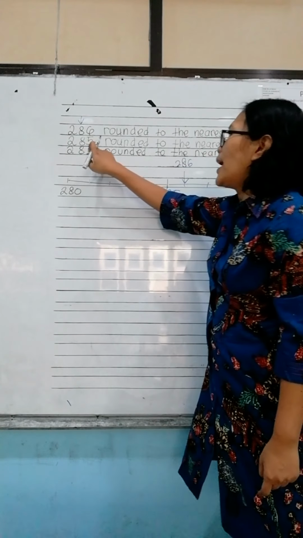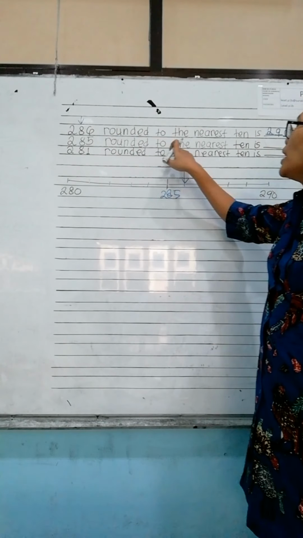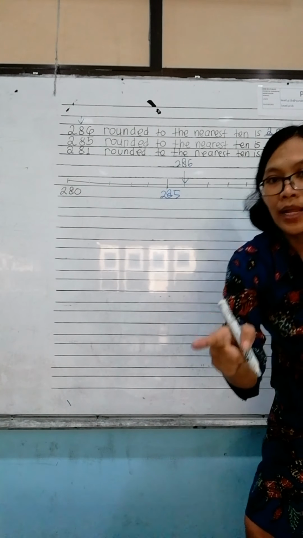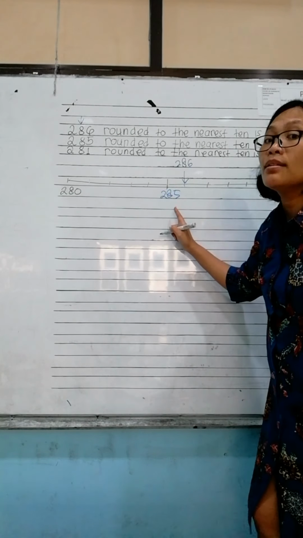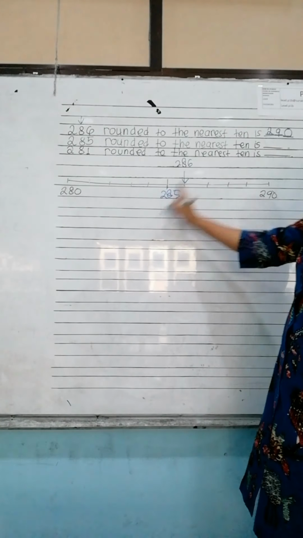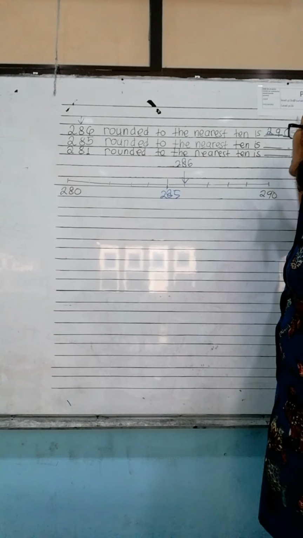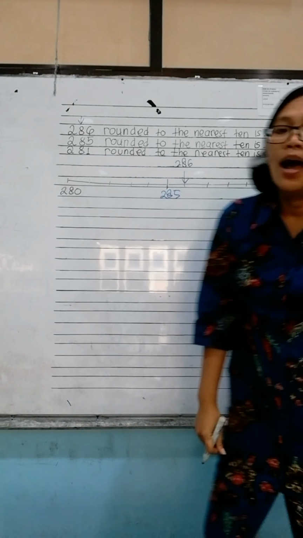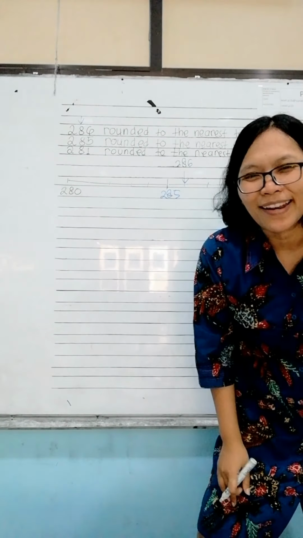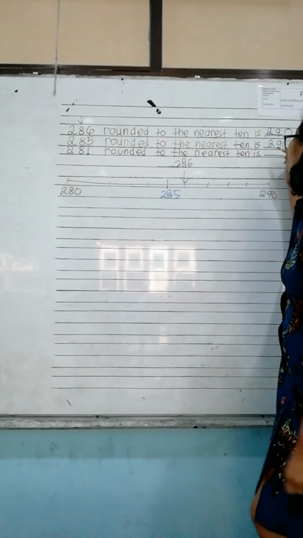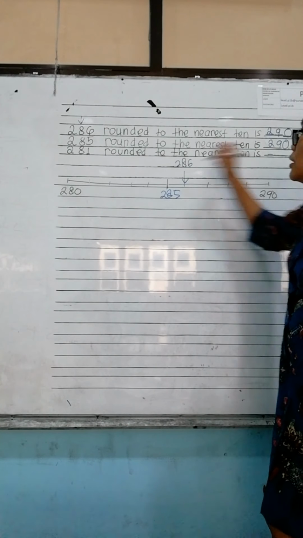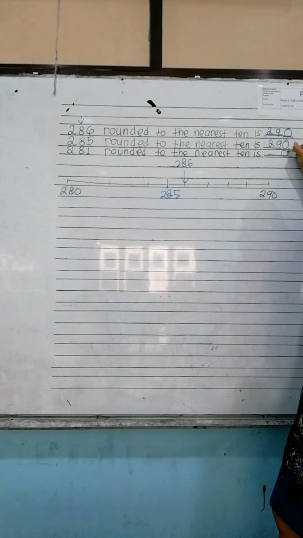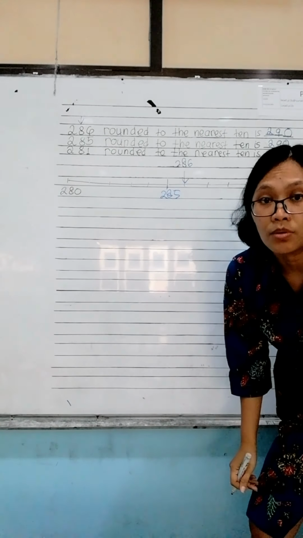Now, how about 285? When you round it to the nearest 10, like I said before, it is exactly in the middle, yes, but we will have to round it up. So the answer will be 290.